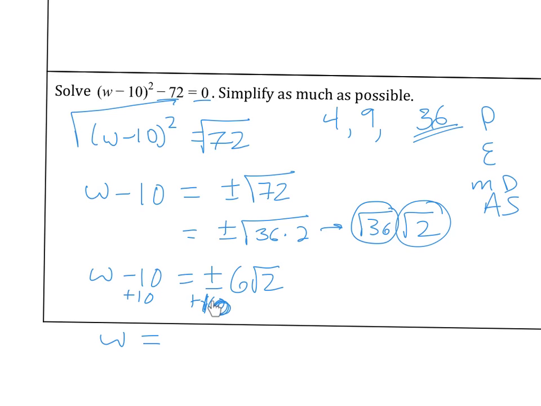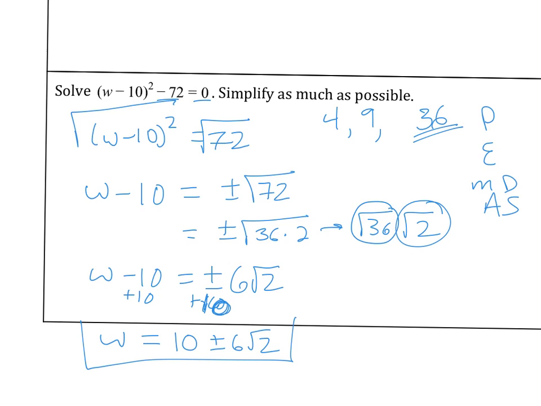Can I combine these? These are not like terms. This is a 10, and this is a 6 root 2. This is some kind of weird number. You can't add them together. It doesn't become 16. It doesn't become 4, because this is not just a plain old 6. It's a 6 root 2, and a 6 root 2 is not like a 10. So the good news is your answer can look like this: 10 plus or minus 6 root 2.